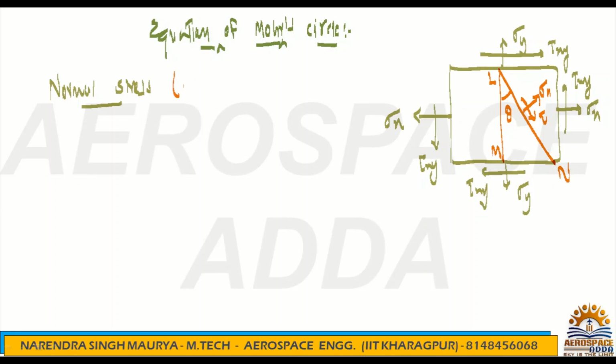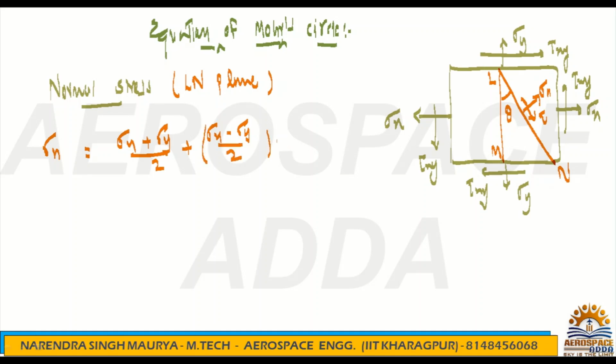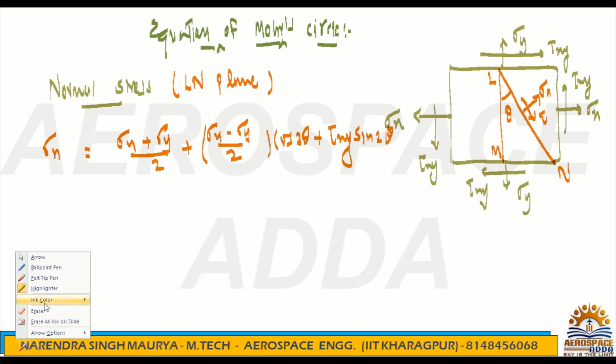So the normal stress on the Ln plane. Okay. So what is the normal stress? It is sigma n, and that we already have derived. So directly we can write that equation. It is nothing but sigma x plus sigma y by 2 plus sigma x minus sigma y by 2 cos 2 theta plus tau xy sin 2 theta. And this is the normal stress on the oblique plane.